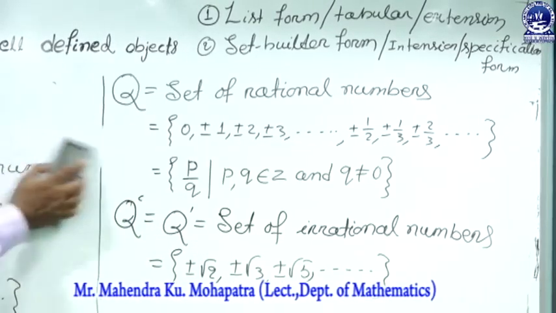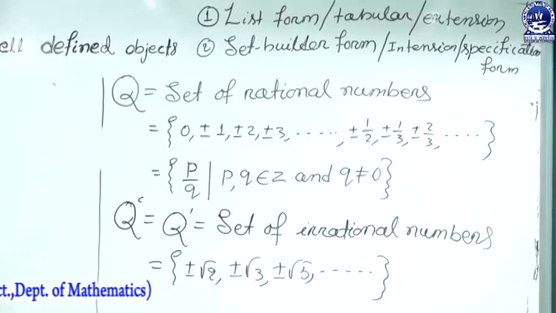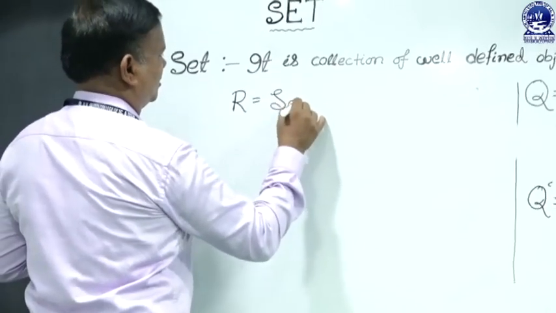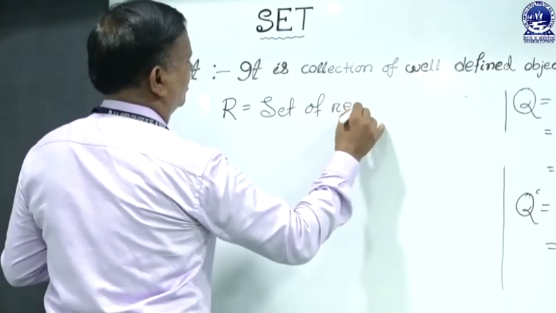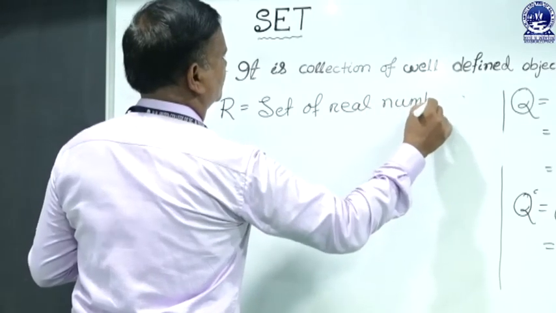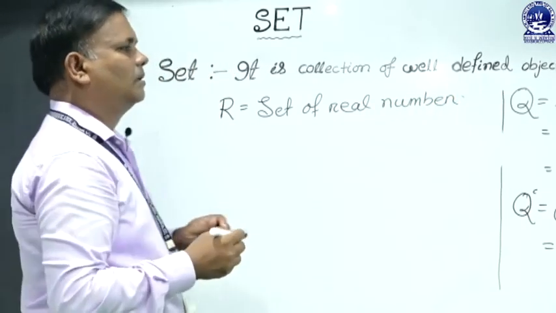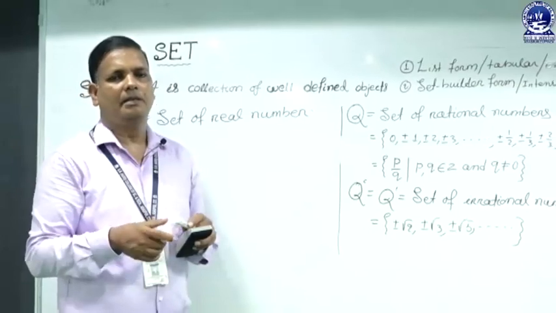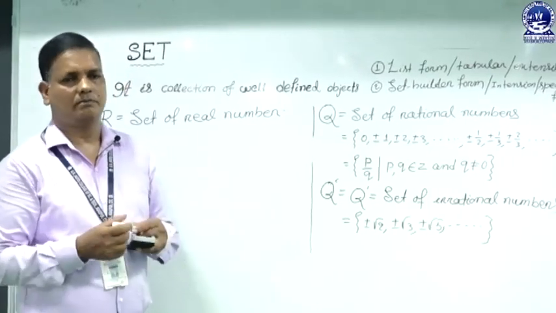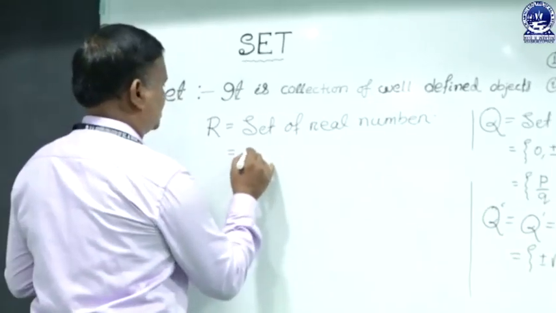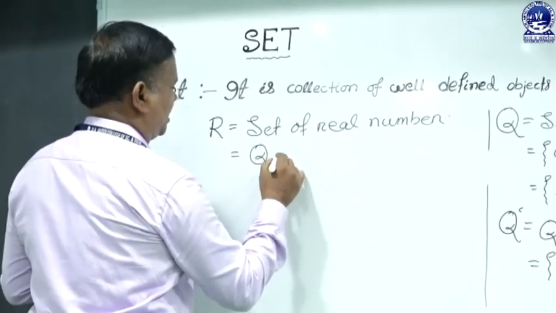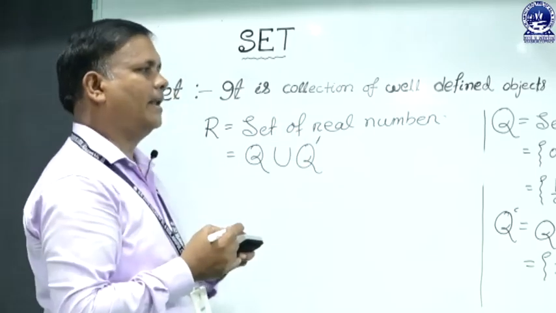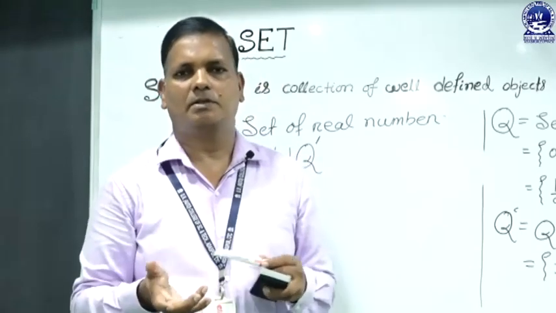Another set is the set of real numbers, R. So what are the real numbers? Like rational numbers, the real numbers cannot be expressed in list form. So the set of real numbers is the union of rational numbers and irrational numbers. The collection of rational numbers and irrational numbers is called real numbers.